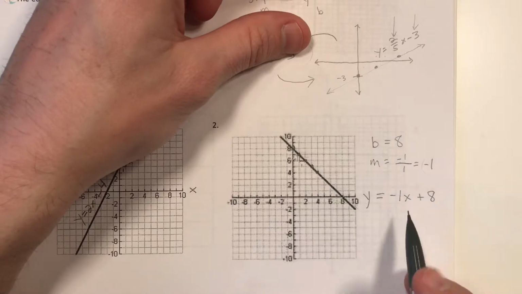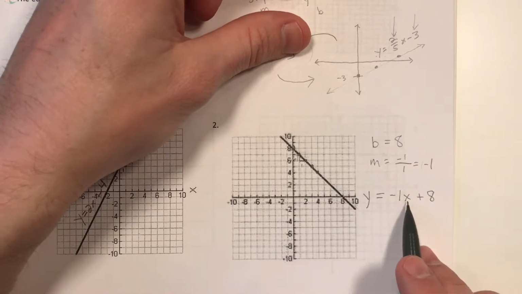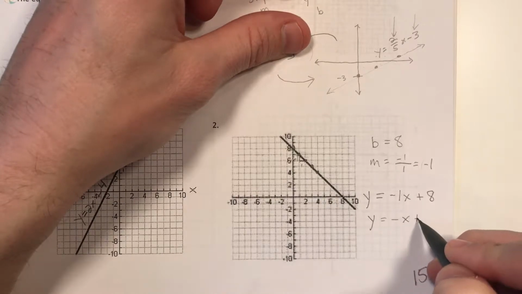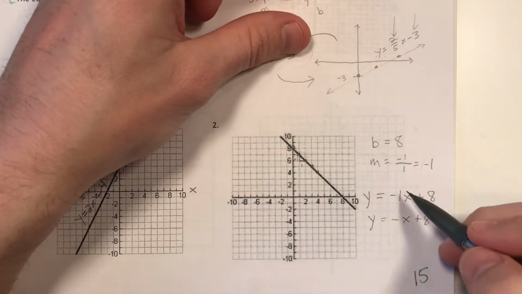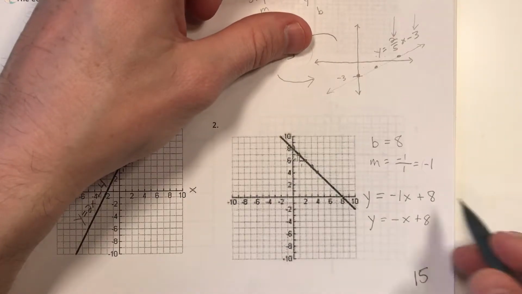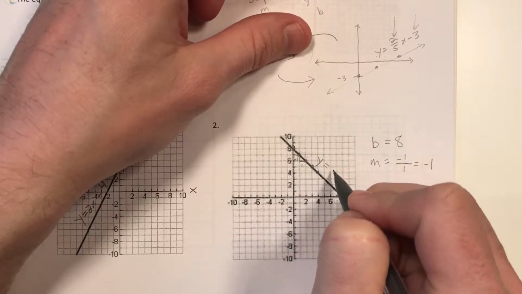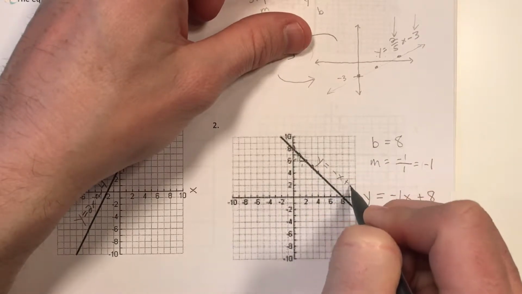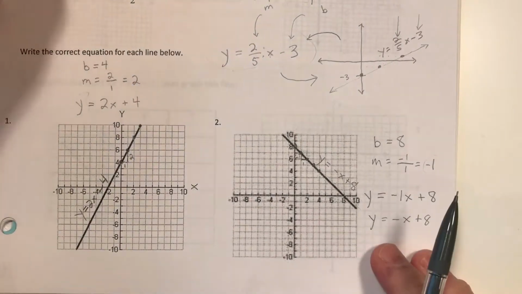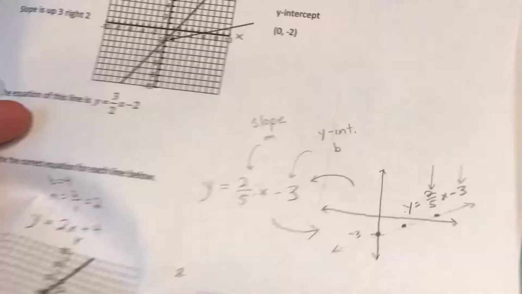Okay? Now, whenever it's a -1 times a number, we can simplify that to just -x plus 8, right? Just like if it was 1 times x, we would just write x. And now let's put that on the line. Y is equal to -x plus 8. Okay, and that's the process. We're just doing the reverse of what we did in lesson 5.